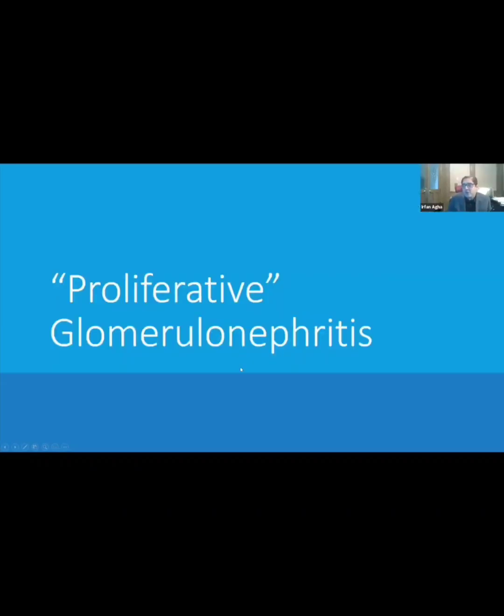So I'm going to switch gears now and go to proliferative glomerulonephritis. I've got this in parentheses because we don't use the term proliferative anymore. There's nothing really proliferating in the capillary.